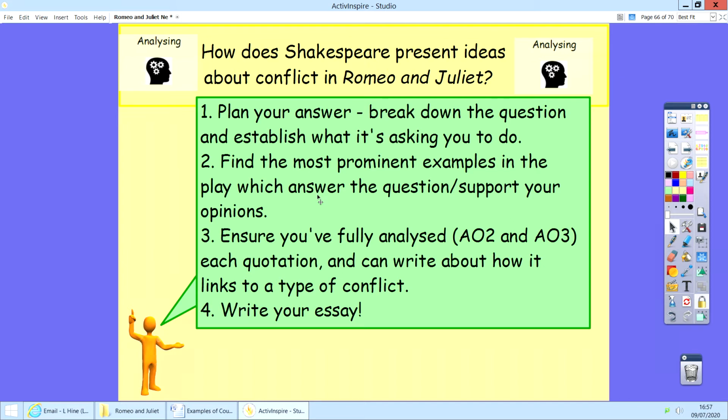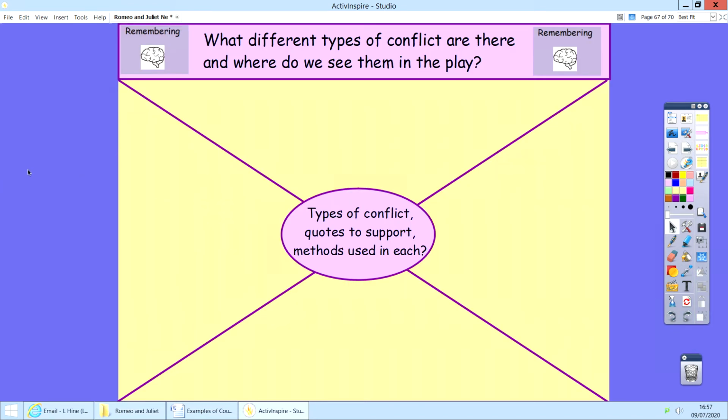Now, before you get started, I've helped you out just a little bit. What I've got here in front of us is essentially a revision clock. So what types of conflict are there and where do we see them? I've split this up into four, one for each type of conflict. I've done it in equal boxes, but if you think there's more external conflict than there is maybe of ideas and beliefs or behavioural norms, then you might want to make that chunk bigger and spend a longer time on it. So take up two sides of your book, take up an A3 double page and do your revision clock.